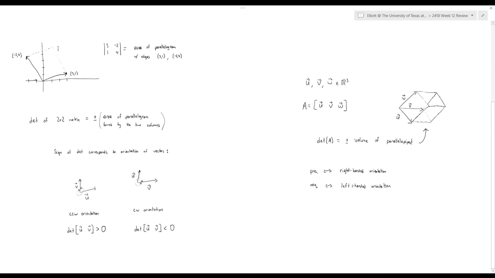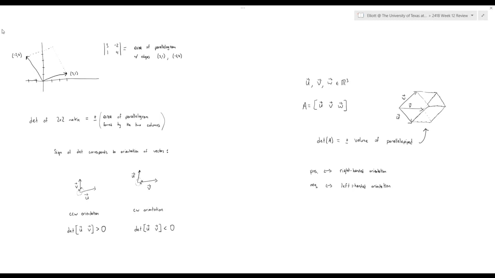Let me think about this picture. If you take your index finger and point it in the direction of the first vector u, and your middle finger in the direction of the second vector v, then if your right thumb points in the direction of the third vector, that's a right-handed orientation. If your right thumb points in the opposite direction, then it's a left-handed orientation instead.